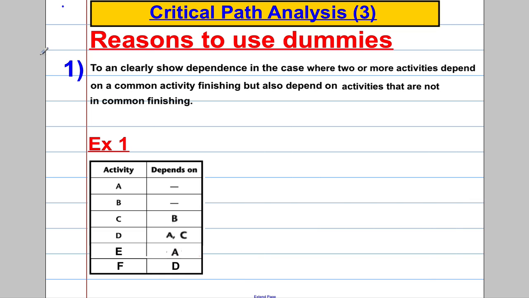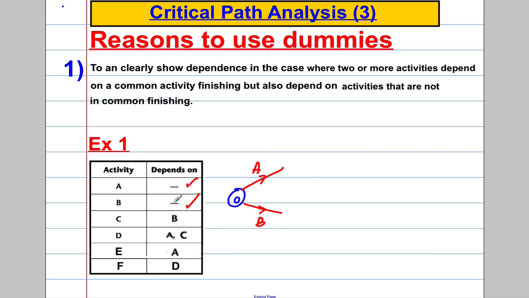So here's the first example, and in this we're going to show the first reason you're going to use a dummy. So imagine this precedence table, and we're asked to draw an activity network. Obviously, we start off with our source node, which we're going to label 0. And we have activities A and B that depend on nothing, so A and B can come out of the source node as follows.